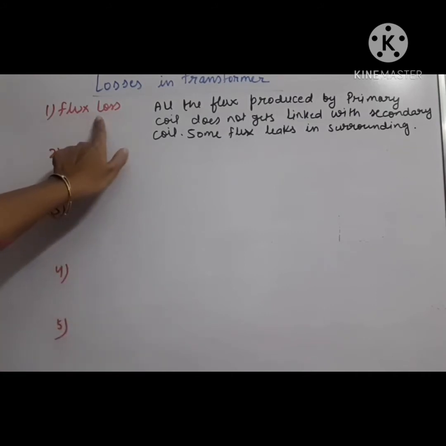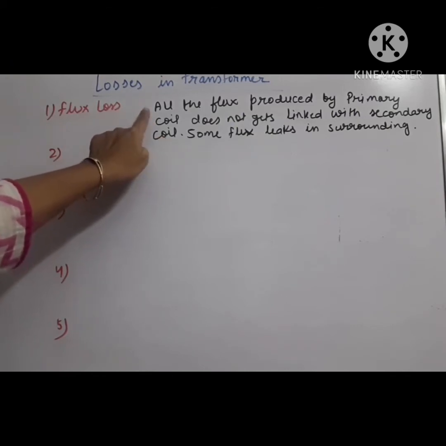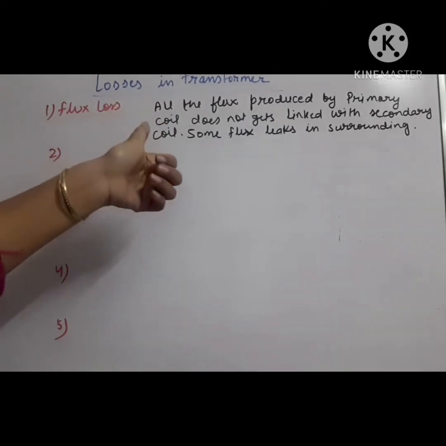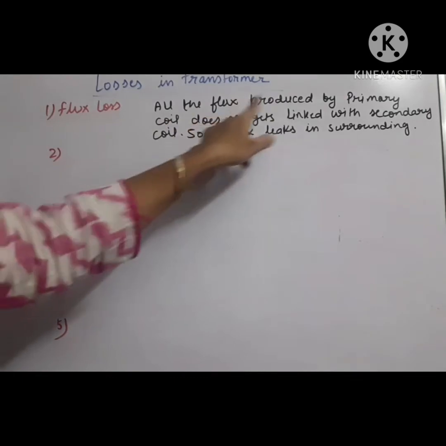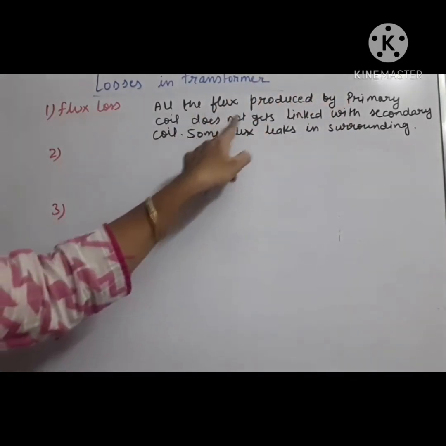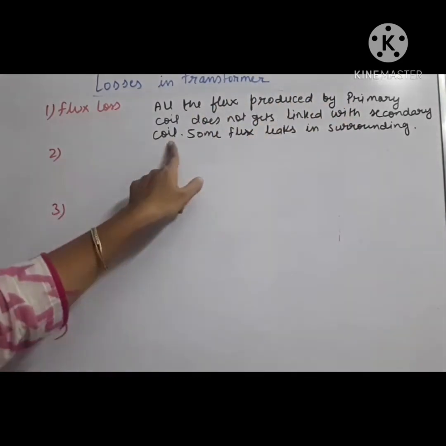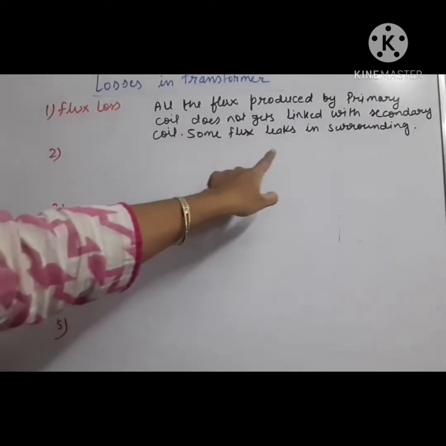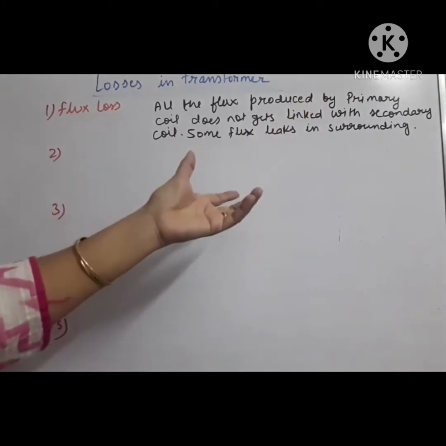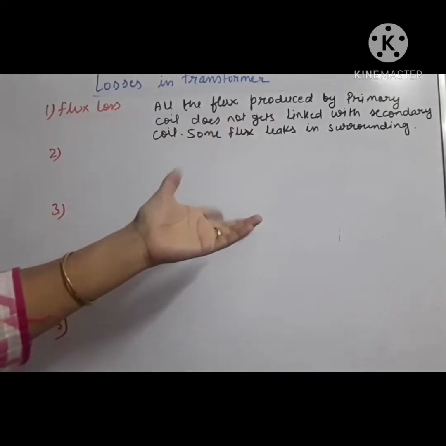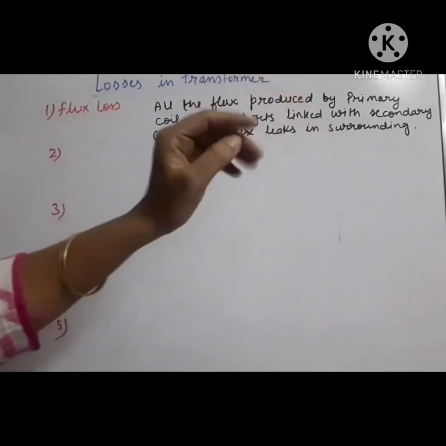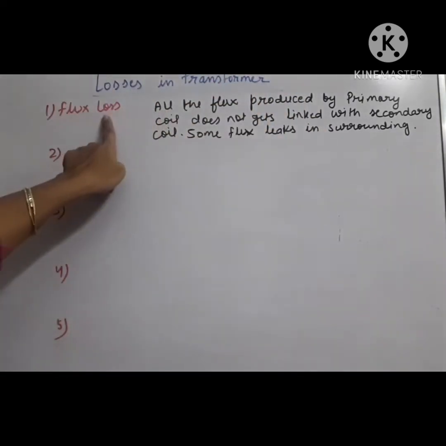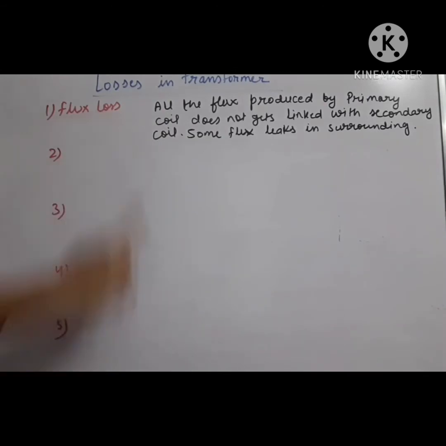First loss is flux loss, magnetic flux loss. You remember that we were linking the magnetic flux produced in the primary coil with the secondary coil completely, but it doesn't take place. All the flux produced by the primary coil does not get linked with the secondary coil. Some flux leaks into the surrounding. Flux is actually magnetic field lines, so they can go here and there also. So some magnetic field lines are lost in the surrounding. That loss is called flux loss.